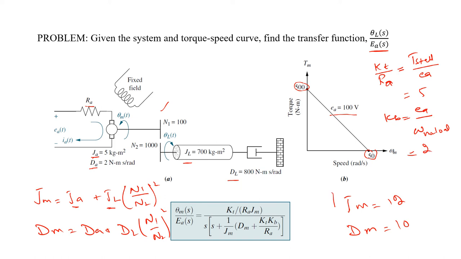So now we have the mechanical constants and the electrical constants written here. We can plug these constants into this equation, so let's do that in the next slide. Let me write down the found constants again. JM was found to be 12 and DM was found to be 10. KT divided by RA was found to be 5 and KB was found to be 2. So let's put these constants in this expression.